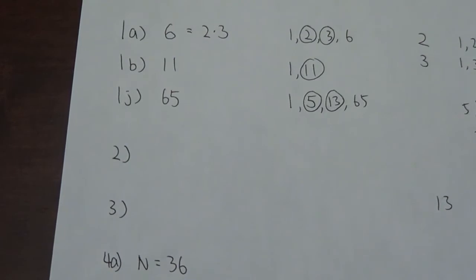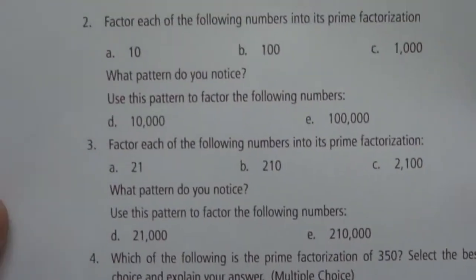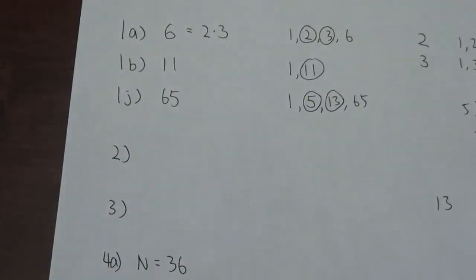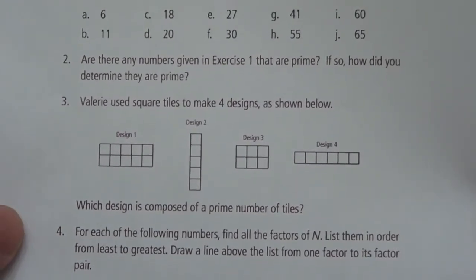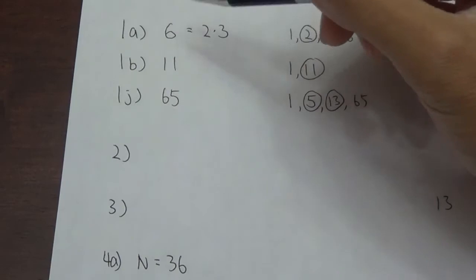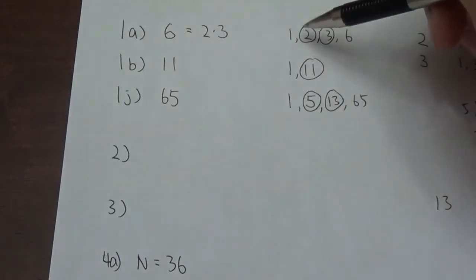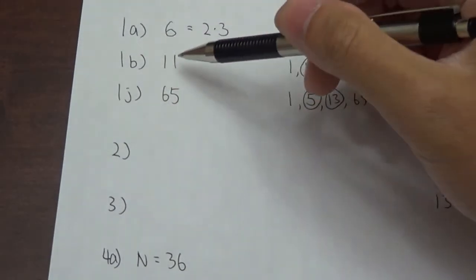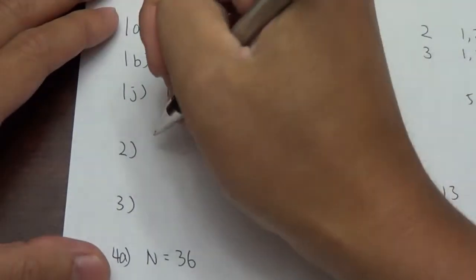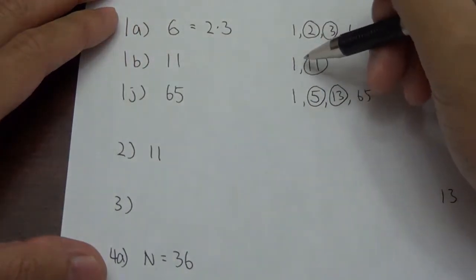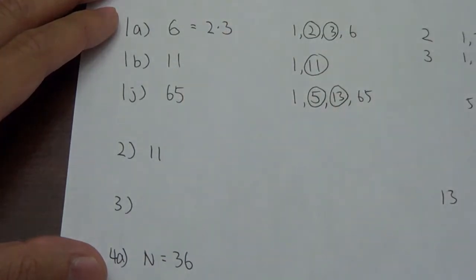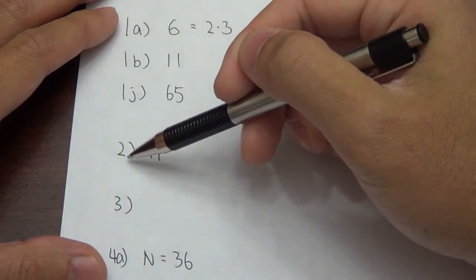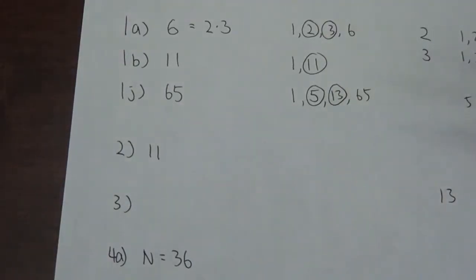Number 2, it is asking us, oops, wrong sheet, sorry. Number 2, are there any numbers given in exercise 1 that are prime? Alright. So for 1a, 6 is not prime because it has more than 2 factors. 1b, 11 is prime. Alright, so 11 is a prime number because it only has 2 factors. Right, 65 is not prime because it has more than 2. Right, and because I didn't work out all of it, it's possible that number 2 has additional answers that go with it. Alright, number 3.